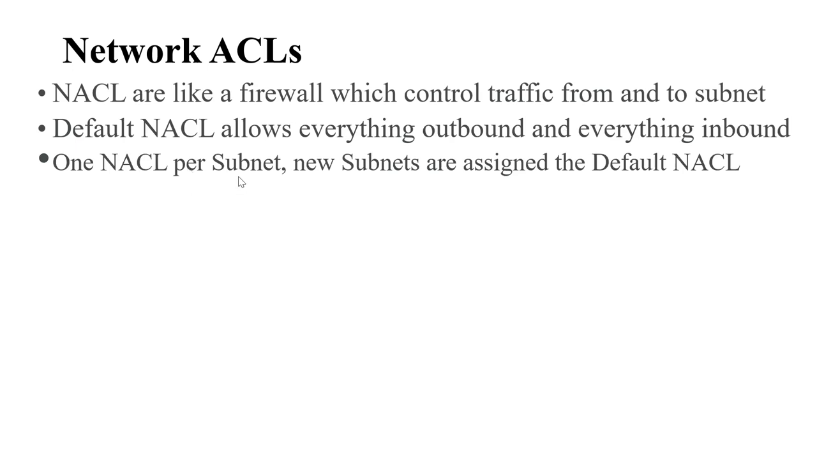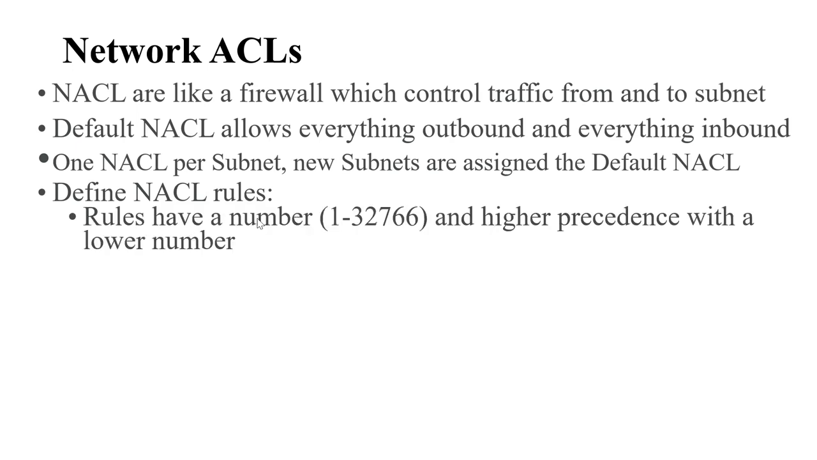So it is one NACL per subnet, and new subnets are assigned to the default NACL. Whenever we create a subnet, it is one NACL for one subnet, but any new subnet you create is by default applied to the default NACL. And whenever we define NACL rules, rules have a number. As we are observing, each rule has a number.